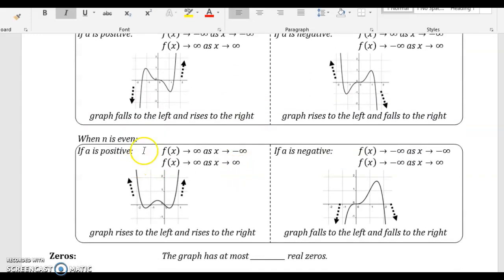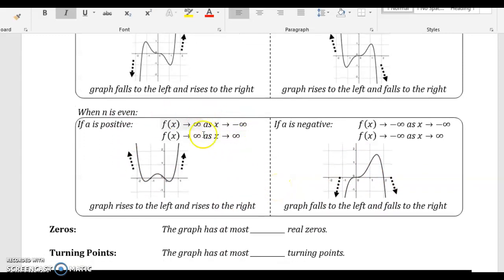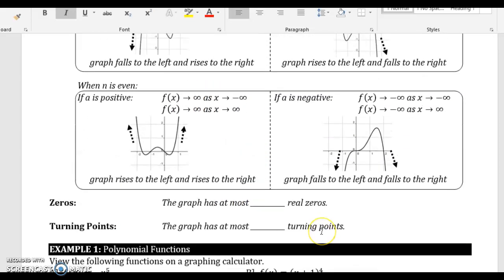Now, when we have a highest power that is even, again, you're going to go left, you're going to go right. What does it do up and down wise? Well, if the leading coefficient is positive, they're both up. If the leading coefficient is negative, they're both down. So when the highest power is even, you're either both up or both down. That's just something we can look at on a graph, but this is how we have to write this. Zeros. The graph has at most blank real zeros.